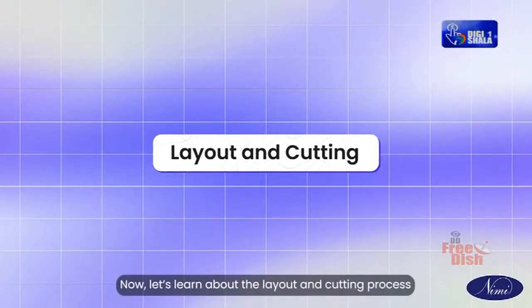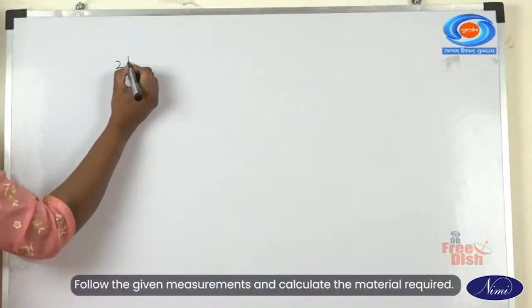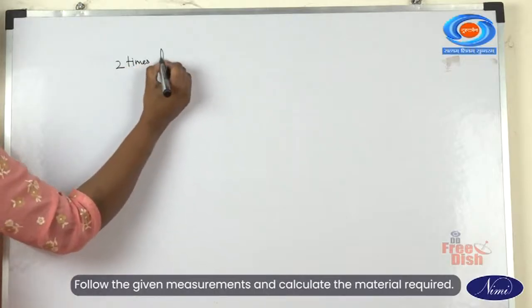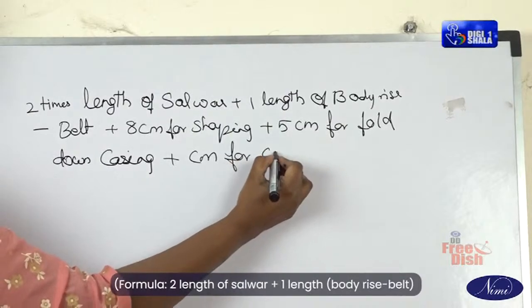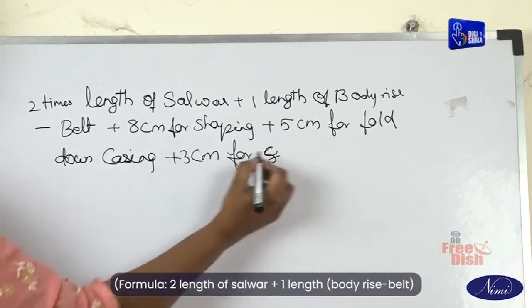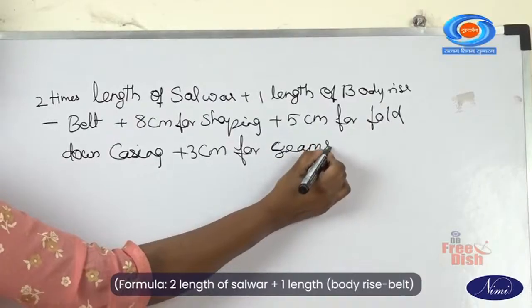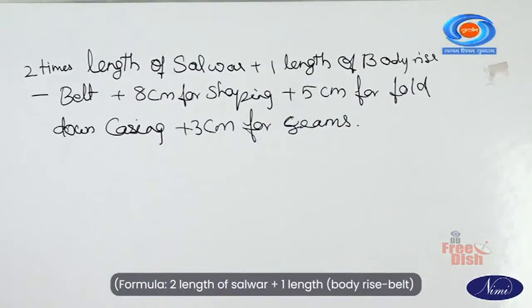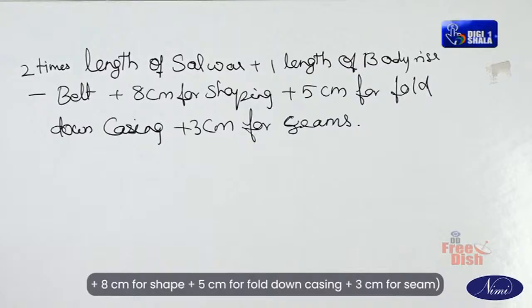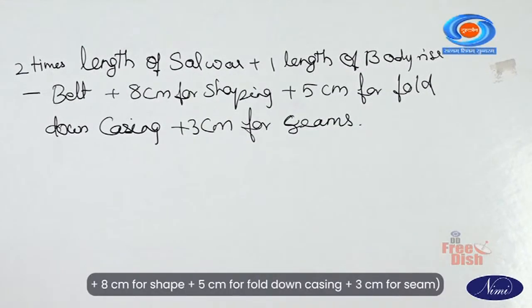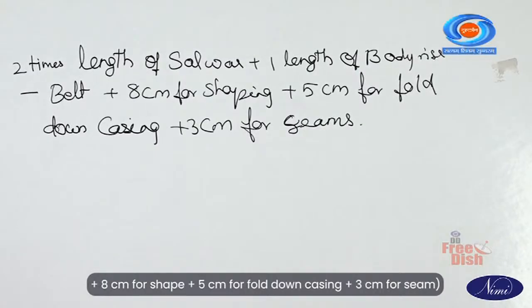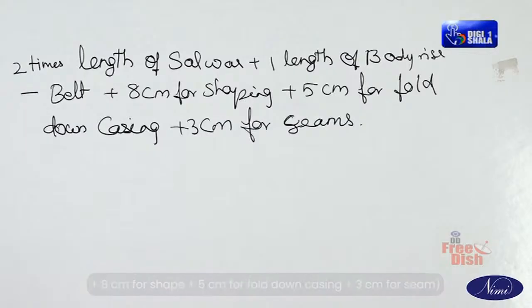Now, let's learn about the layout and cutting process. Follow the given measurements and calculate the material required by using the formula: 2 times the length of the salwar plus 1 length of the body rise minus belt plus 8 cm for shaping plus 5 cm for fold down casing plus 3 cm for seams.